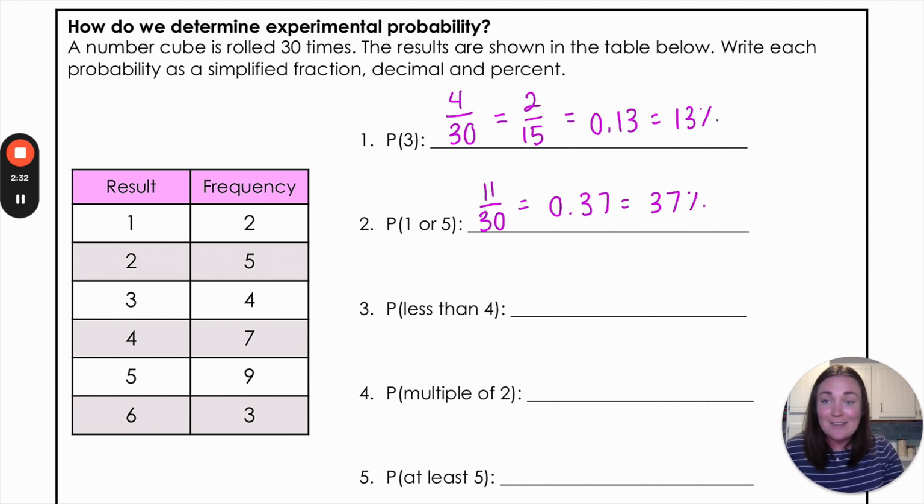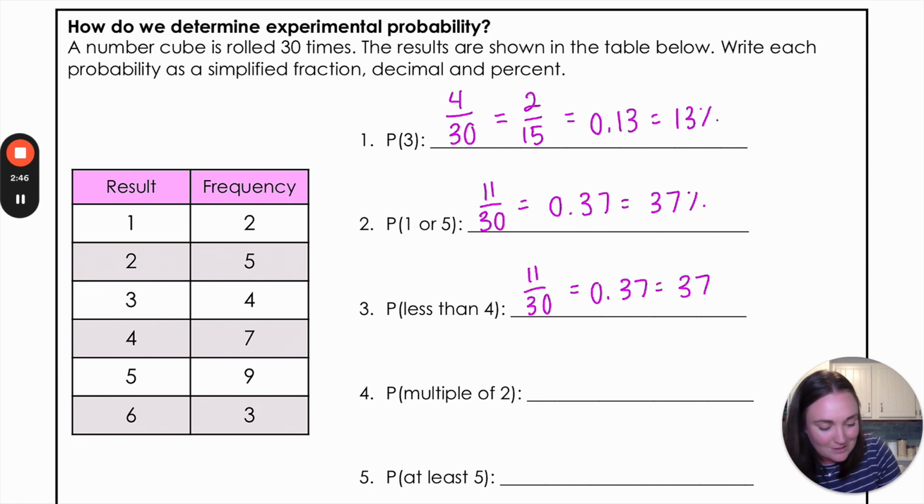All right, let's talk about less than 4. So we're going to do anything less than 4 means a 1, 2, or 3. So we've got 2 plus 5 gives us 7, plus 4 gives us 11 again. So this is 11 out of 30, that same 0.37 or 37%.